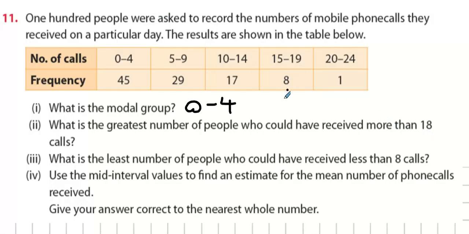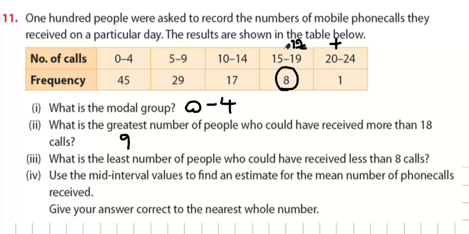What happens if we claim all 8 of these people received 19 calls? Do you get what I'm saying? All 8 of these people received somewhere between 15 and... I'm going to claim all 8 of them received 19. And then this person here receives something over 20. So what's the maximum amount of people that could receive more than 18 calls then? 8 plus 1, which is 9.